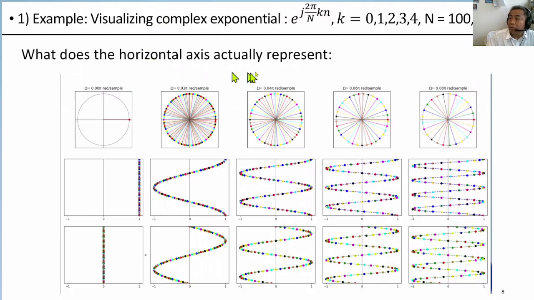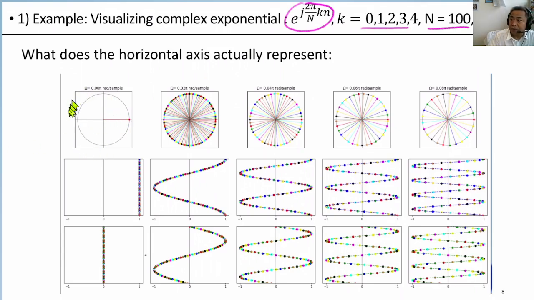In this slide, we'll visualize the complex exponential e to the power of j 2 pi over N kn. And what is this? I mean, this is the most important signal. Basically, it is a complex exponential that is rotating. And we're going to draw it for you for N equals 100 and for different k.